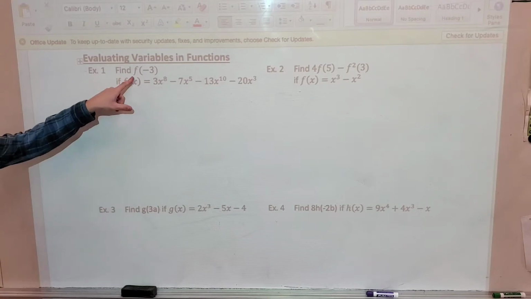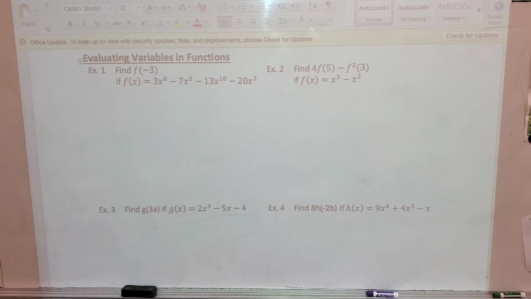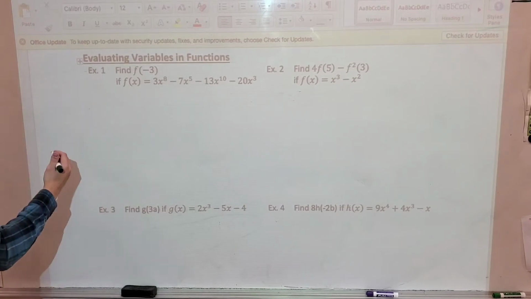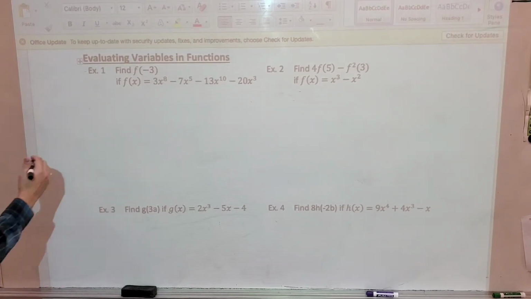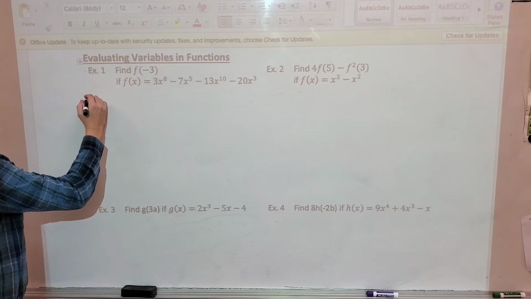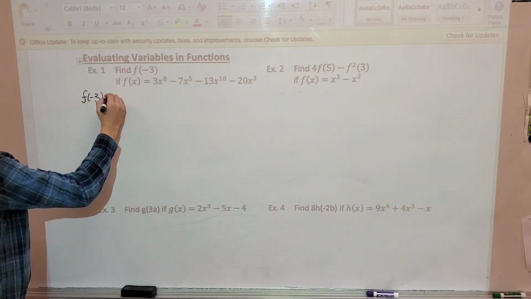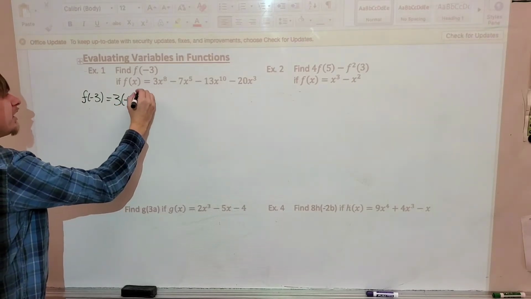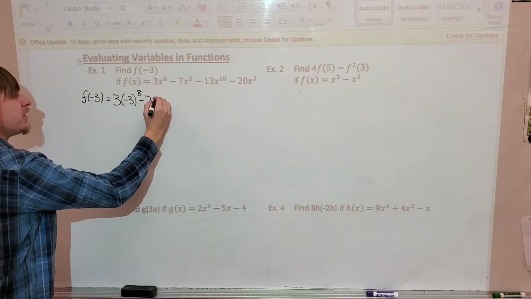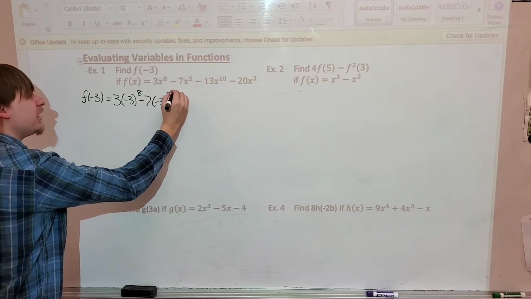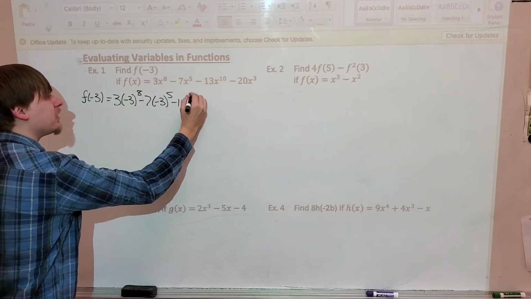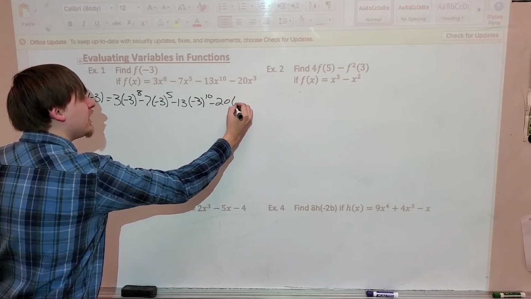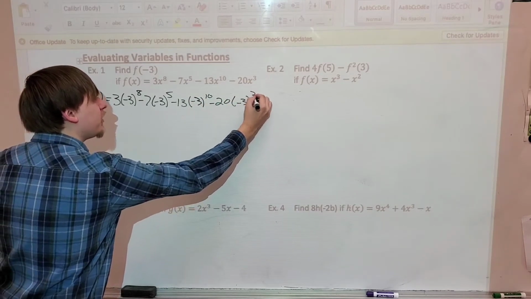Example 1, we just want to find f of negative 3, and then we're given the function f of x equals this 3x to the 8th, down the line, all of that stuff. And so we just need to plug in, so let's go ahead and do that. So what do we got? We got f of negative 3 equals 3, and then there's an x, so we're going to put a negative 3 there, to the 8th power minus 7, negative 3 again, this time to the 5th power, minus 13, negative 3 to the 10th power, minus 20, negative 3 to the 3rd power.